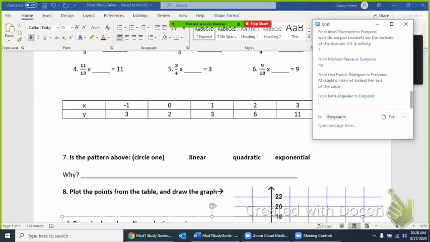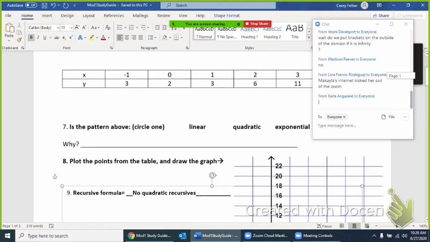So that was number 7. 7 is just if it's linear, quadratic, exponential. I got you, Matt. You're good.